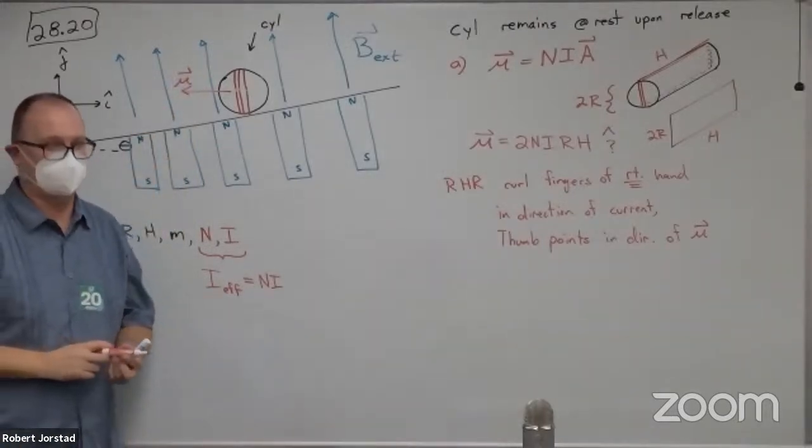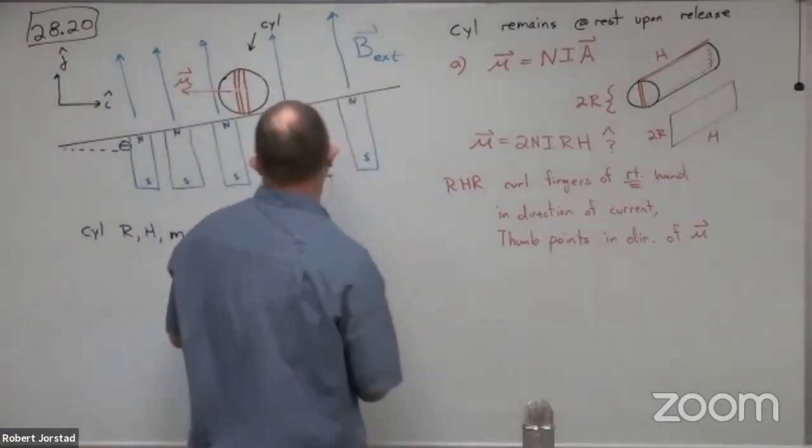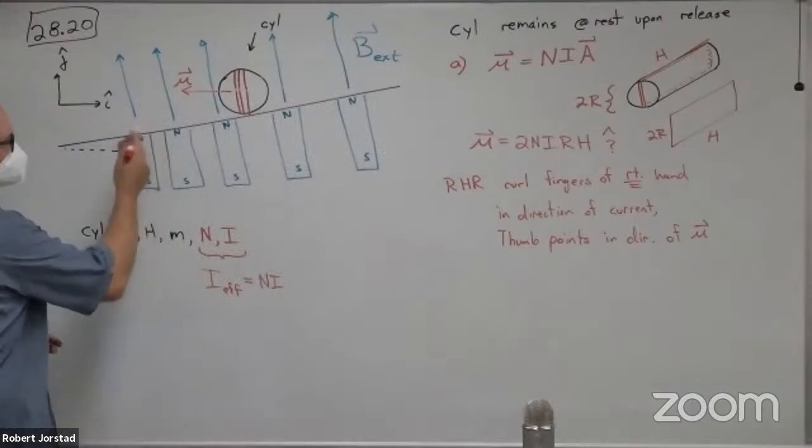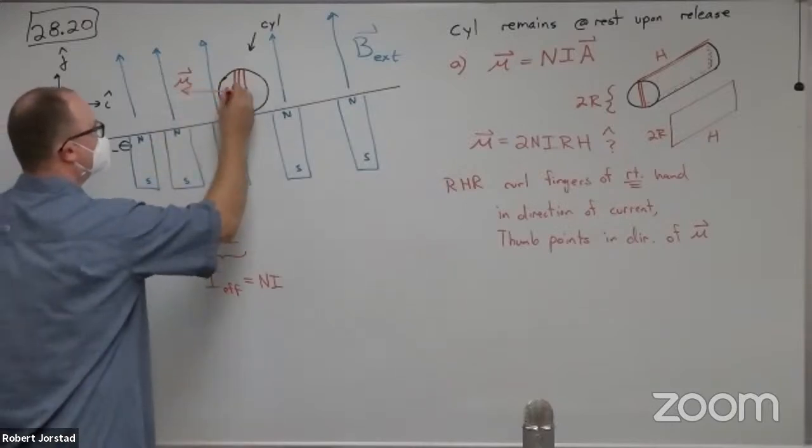Isn't that? This is why people hate this chapter. All right? But I love it. So which way is current flowing? Up or down right here? Up.